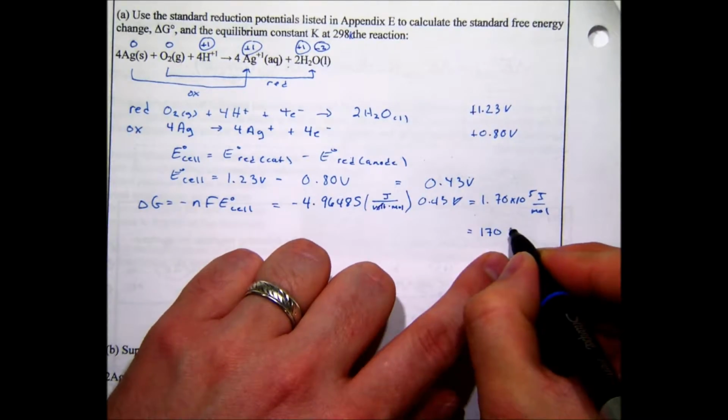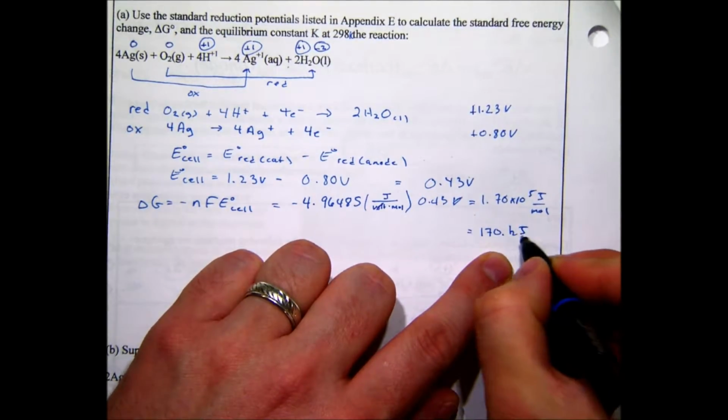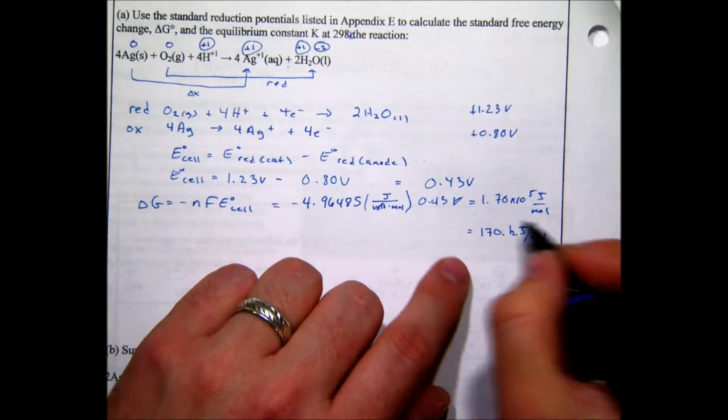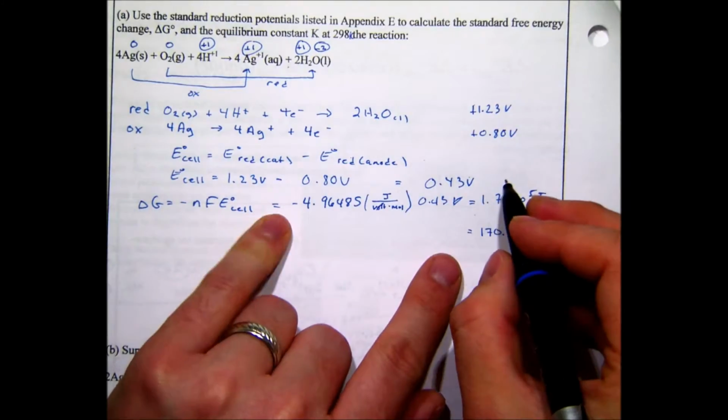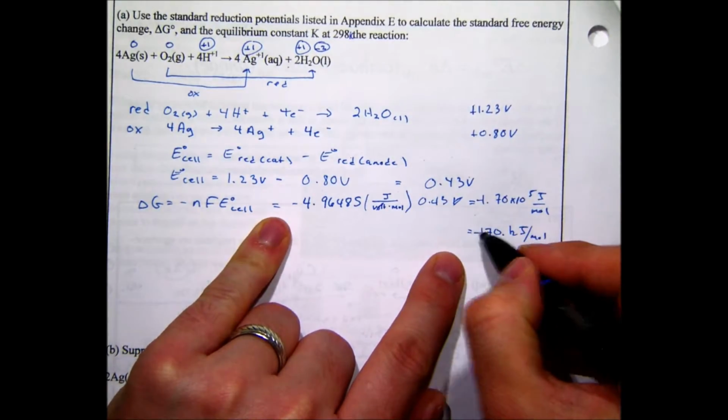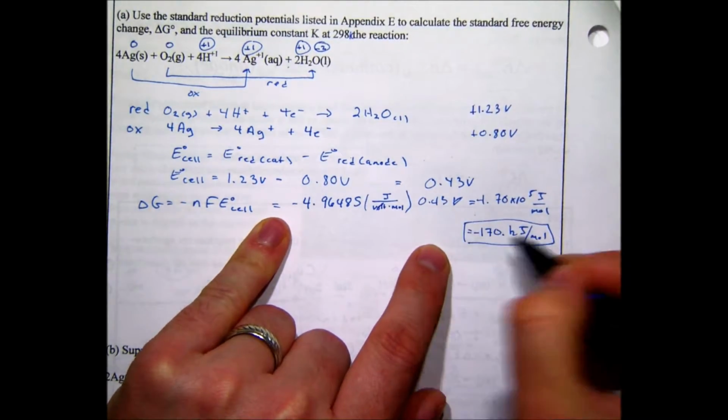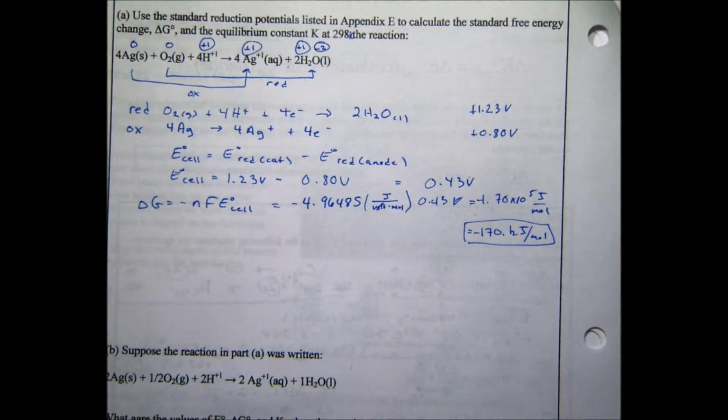So it's equal to 170 kilojoules per mole. And we have our negative value here. Let's make sure we make that negative. So this is a spontaneous reaction under standard conditions.